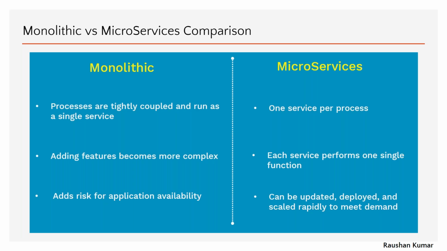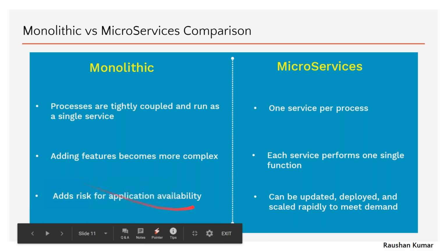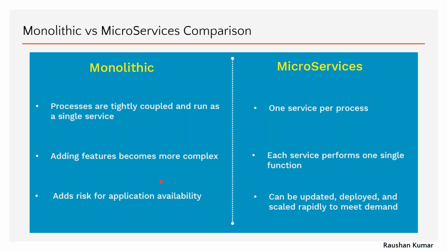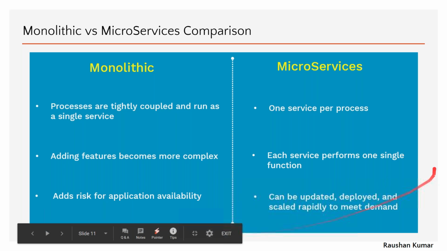I can just create another microservice and architect it. I just need to do networking so that the microservices can communicate with each other. It's easy to create and integrate a new service or new functionality in the case of microservices. In a monolith, it adds risk for application availability: if one of the modules goes down, it will bring down my entire application. That's why I'm talking about microservices, so that it's easy to maintain and has high availability. It can be updated, deployed, and scaled rapidly to meet demand.